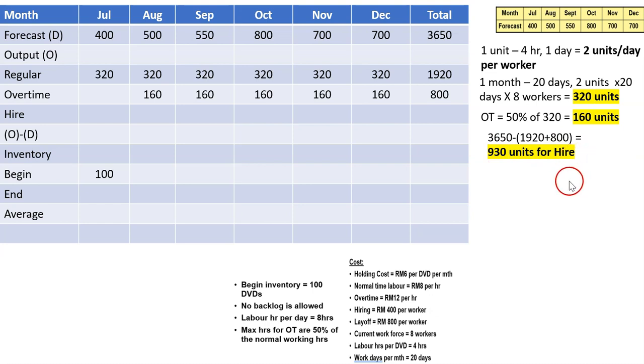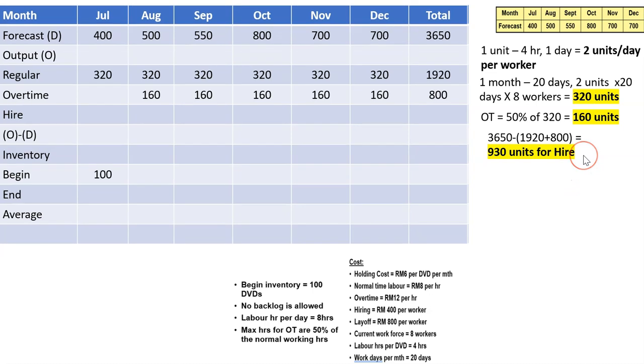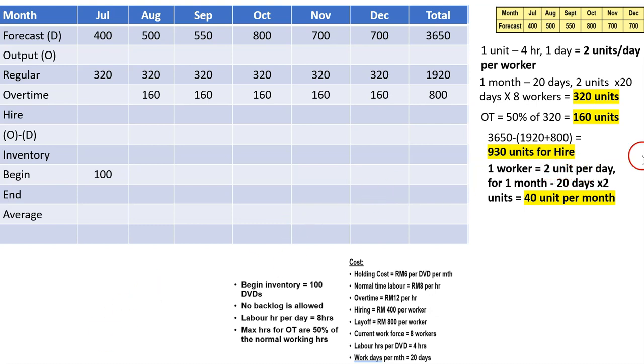Okay, so how many workers do we need? First we know that one worker will do 2 units per day. 2 units per day, and for 1 month we know that one worker can make 40 units. Then we will know how many workers we need. So we have 930 to fulfill, and we know that one worker can make 40 units.